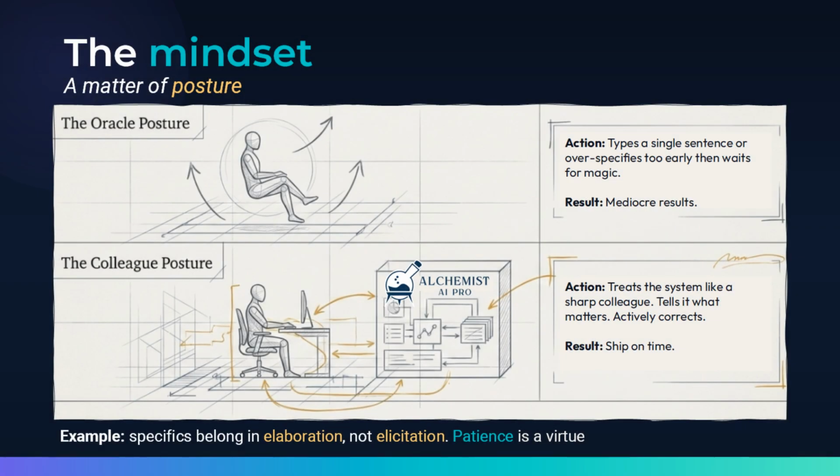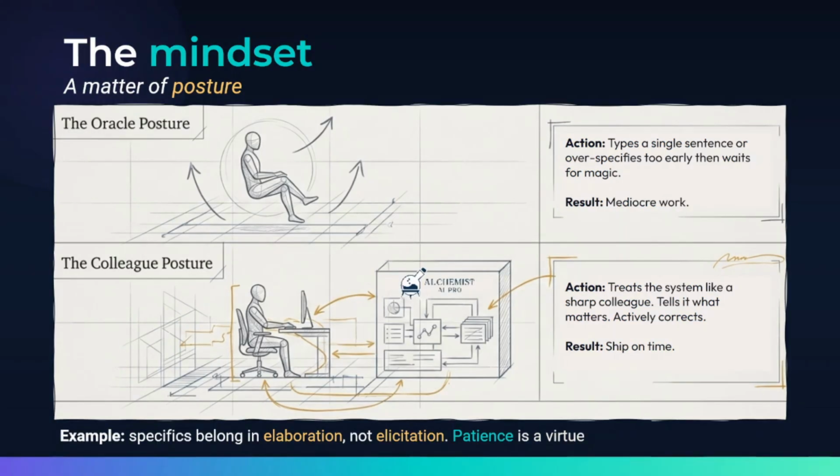One last thing, and this is the thing that decides whether the tool actually will work for you. It's a matter of posture. Alchemist AI Pro is the notebook. You are still the analyst. People who treat it like an oracle, who type a sentence and wait for magic, get mediocre results back. People who front load the tool with all the documents they could think of, they get mediocre results back. People who treat it like a sharp colleague ship on time. Our training is about how to obtain that second posture.